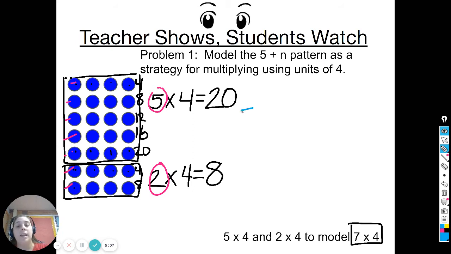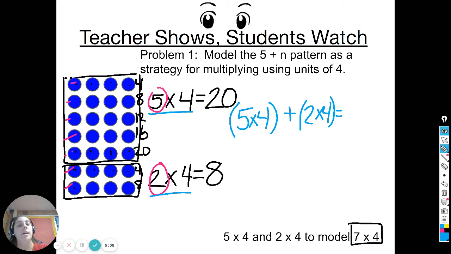So I'm going to take 5 times 4, and I'm just going to put parentheses around it to help me remember that equation is this one here, plus 2 times 4. Okay, so plus our 2 times 4, and that should equal 7 times 4, okay? Because we're adding those 2 arrays together to get our big array, which is 7 rows of 4.